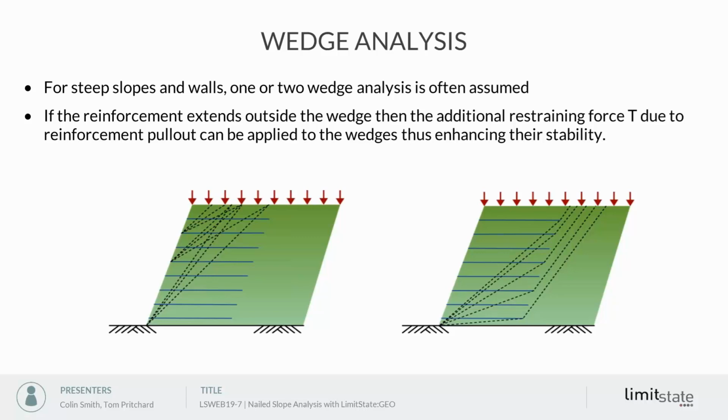So wedge analysis is the other common method of analyzing reinforced slopes. And it's the same principle. You've got a predefined slip surface and you're looking at a length of reinforcement, for example, here, outside and inside, calculating the restraining force and applying that to the wedge analysis. So those are the broad principles of how we would include reinforcement in stability analysis. And as I said, LimitState GEO takes the same approach.